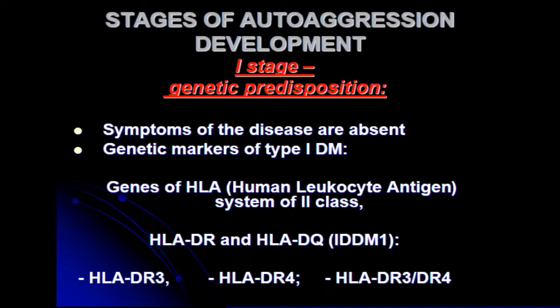Now we'll consider the pathogenesis of diabetes mellitus. Pathogenesis includes 6 stages. First stage, genetic predisposition. Symptoms of the disease are absent. Genetic markers of type 1 diabetes mellitus: genes of the human leukocyte antigen system of second class, DR3, DR4, sometimes mixed genes. This is named IDDM1.